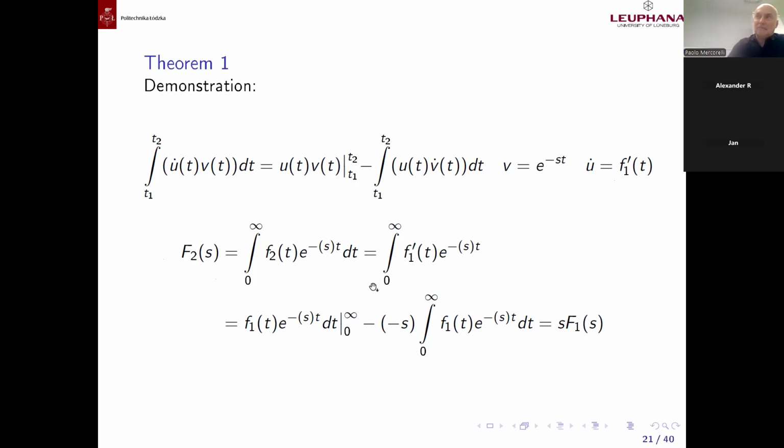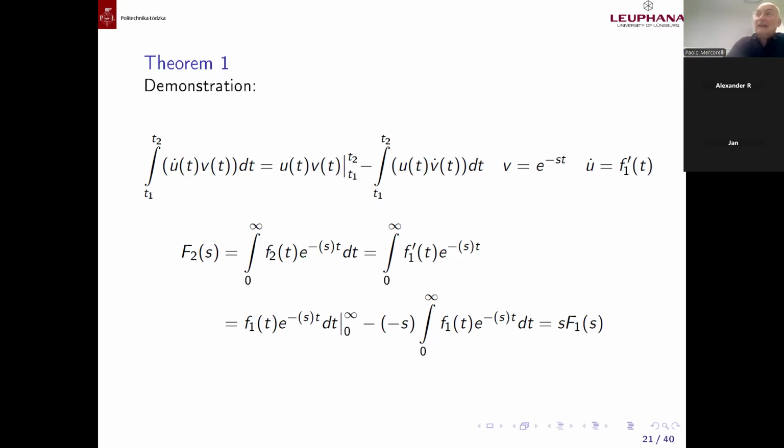This basically is, let me say, the Laplace transform of F2, the definition of the Laplace transform of F2, in which we apply the hypothesis that F2 equals the derivative of F1. And now, applying this rule, we can derive the thesis. This means everything equals s multiplied by F1 of s, assuming that F1 at time 0 is 0.